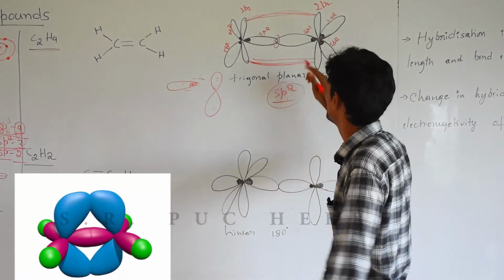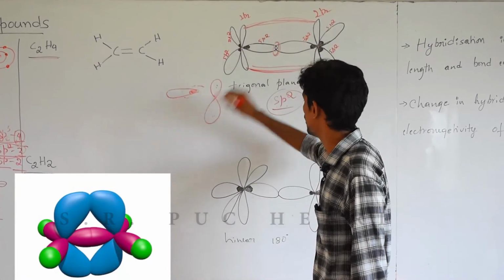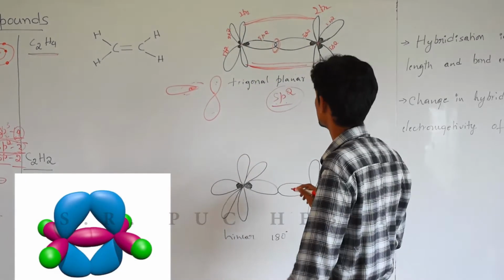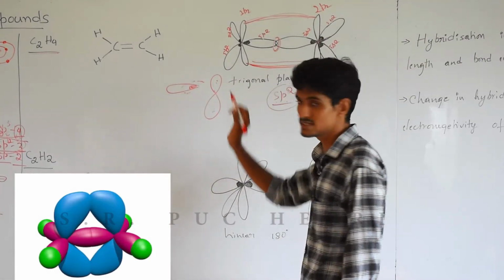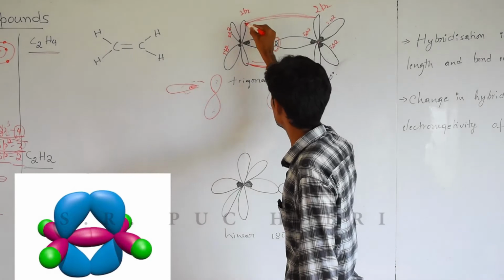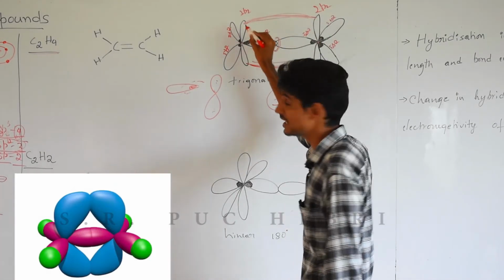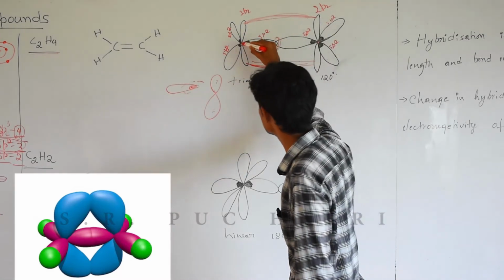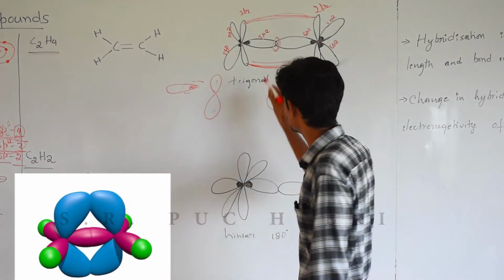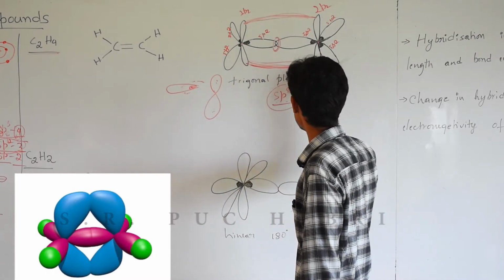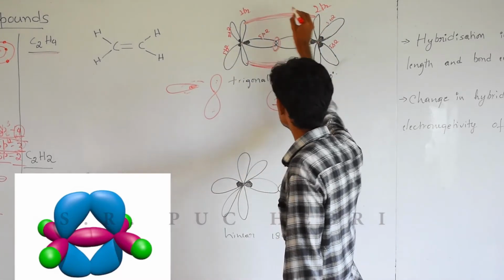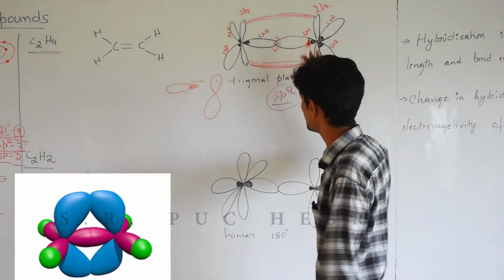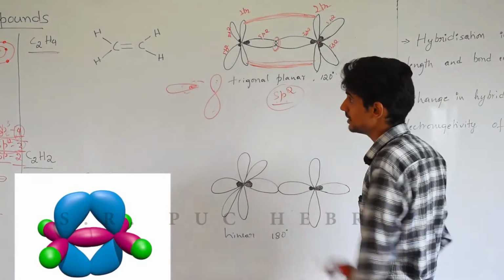In the ethene molecule, you can see one head-on overlapping of an sp2 hybrid orbital with an sp2 hybrid orbital of the two different carbon atoms. That forms one sigma bond here, and one more bond is due to the overlapping of the unhybridized p orbitals. So this is the unhybridized p orbital. They overlap sideways and form one more bond, called a pi bond. This is how the bonding takes place in ethene.